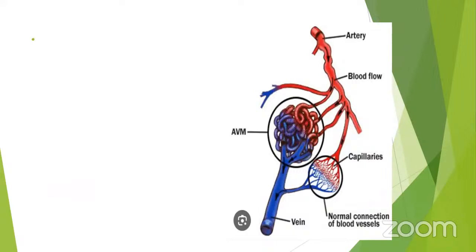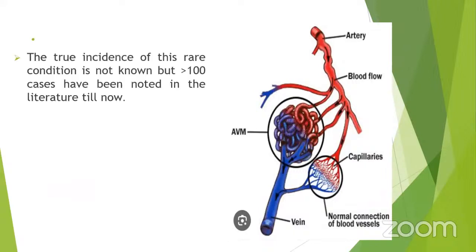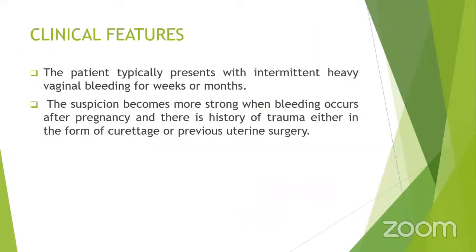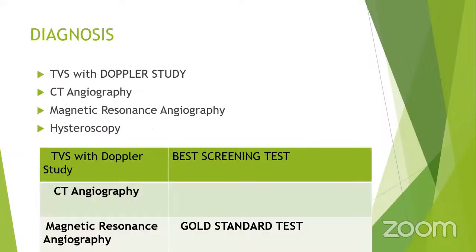It's a picture depicting arteriovenous malformation. The true incidence of this rare condition is not known, but more than 100 cases have been noted in the literature till now. AVM is a rare entity, maybe due to underreporting. Clinical features: it typically presents with intermittent heavy vaginal bleeding for weeks or months. The suspicion becomes strong when bleeding occurs after pregnancy and there is history of trauma, either in the form of curettage or previous uterine surgery.